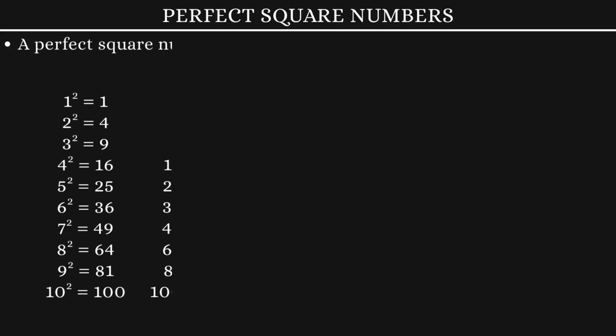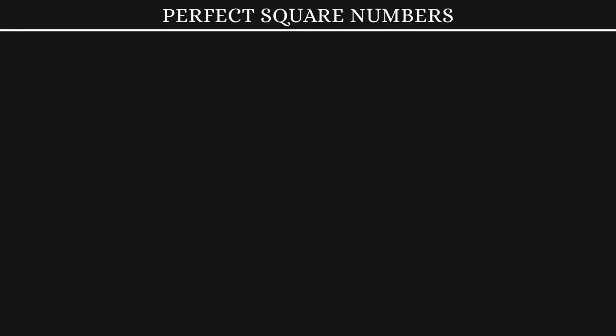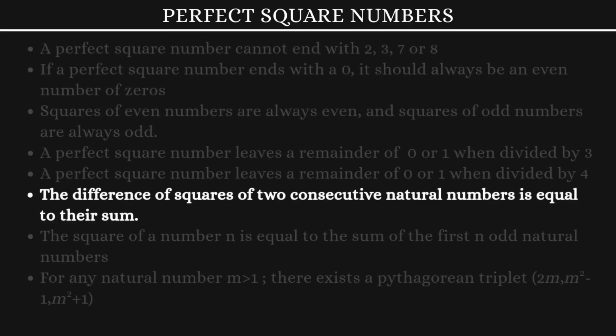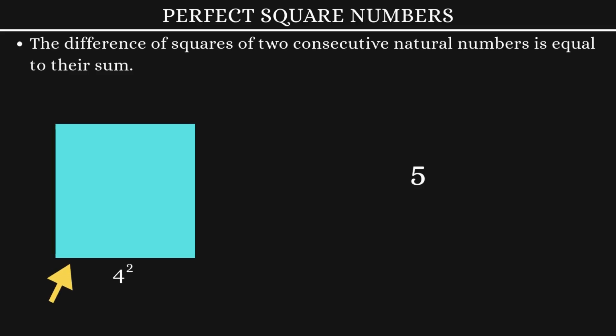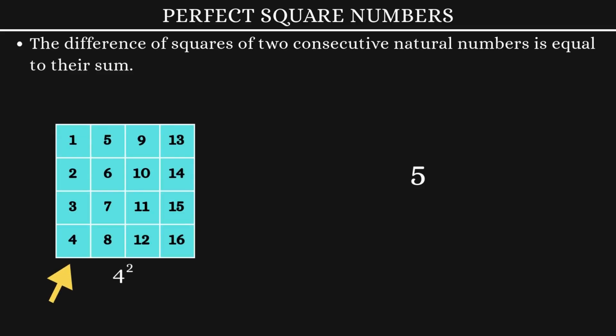With that, we move on to the next property. The difference of squares of two consecutive natural numbers is equal to their sum. Let's consider two consecutive natural numbers, 4 and 5. Now, let's take 4 squared. We'll represent this as a large square with 16 smaller squares.